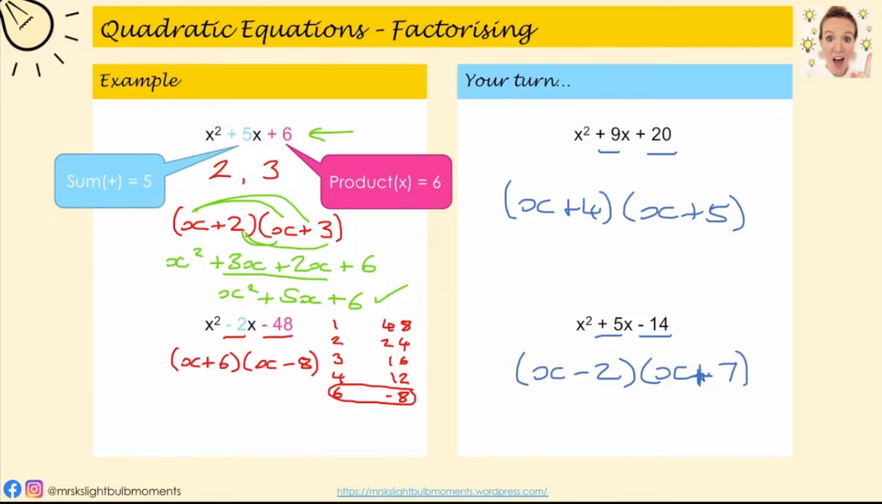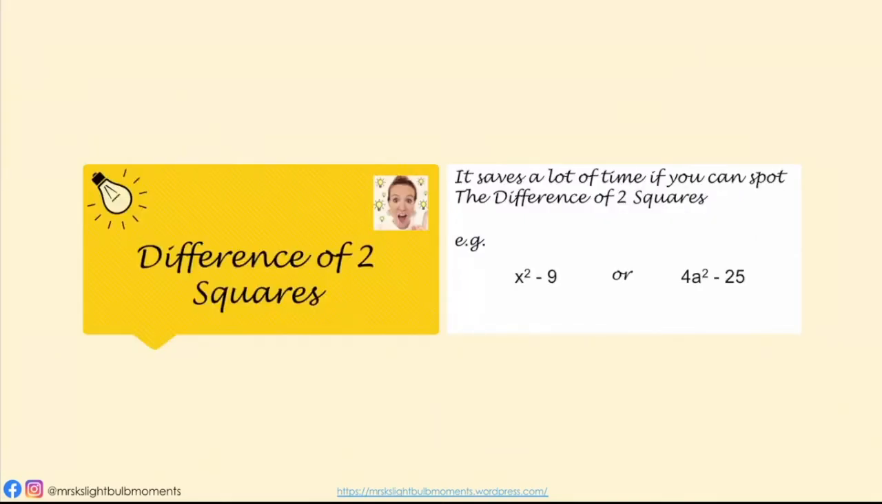Okie dokie. Let's make this slightly more challenging then. So we're going to look at the difference of two squares. This is actually one that lots of people don't spot in questions, and then it leads them to get confused or spend a lot of time doing the question in a different way. But if you can spot this, it's really, really quick to do.